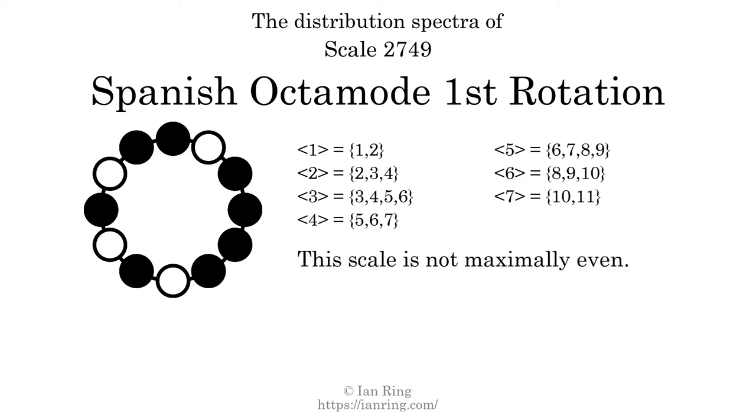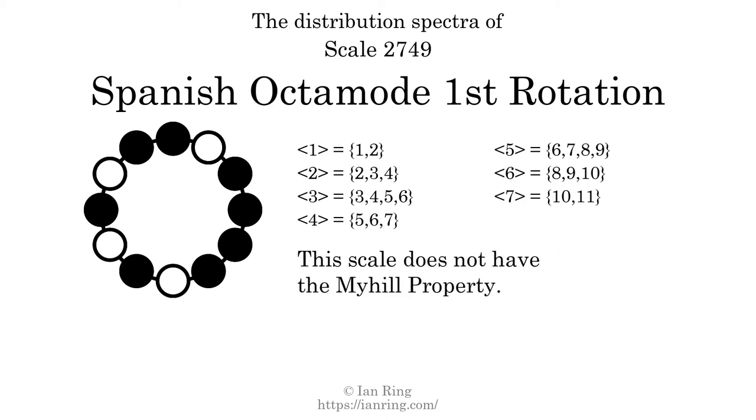Since the variation is greater than 0, this indicates that the scale is not perfectly even. The highest spectrum width is 3. Since this is greater than 1, we know that this scale is not maximally even. If every spectrum has exactly two specific intervals, we call that the Myhill property. This scale does not have the Myhill property. Since the generic interval ranges overlap, this scale is an improper scale.